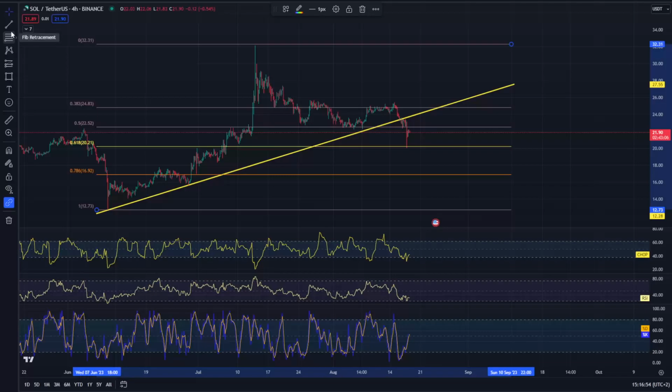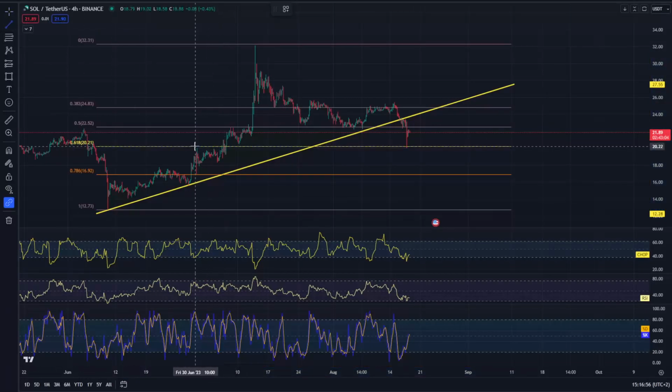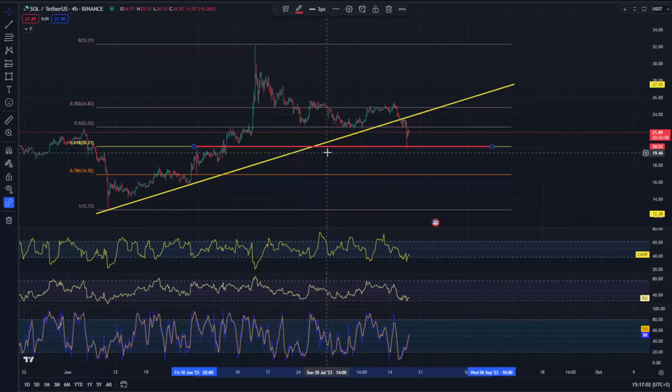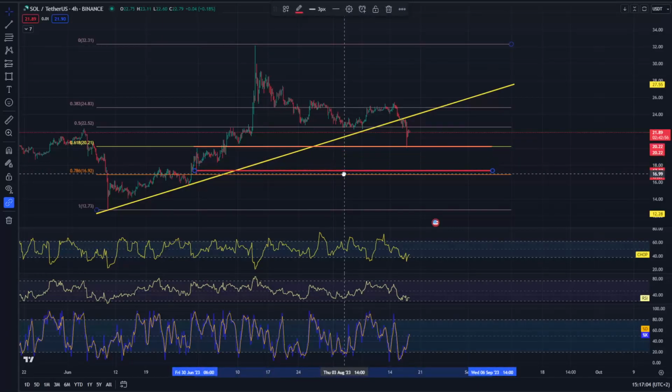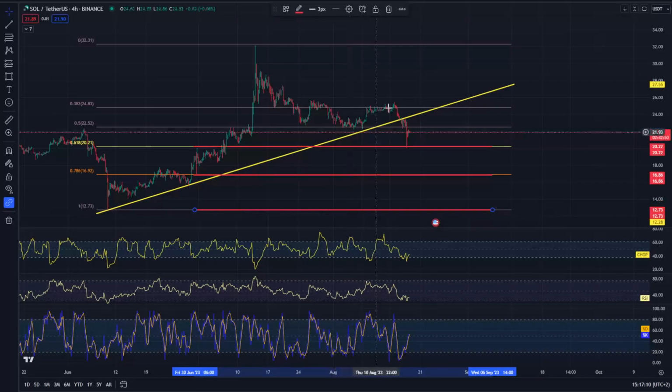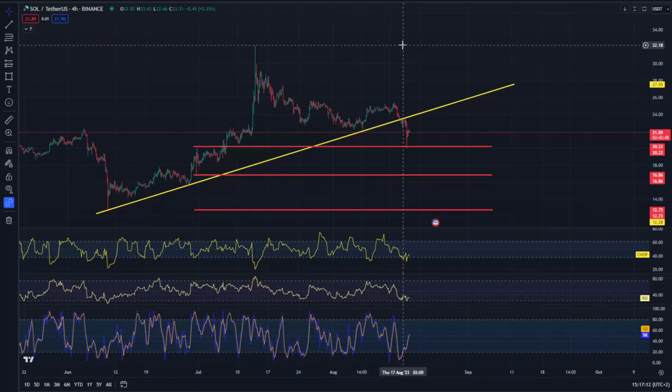Let's start by marking the support spots for the price, and we see that we first have support at $20.22, which kept the price down. But if the price goes lower, then we have another support at $16.86, then support at $12.73.